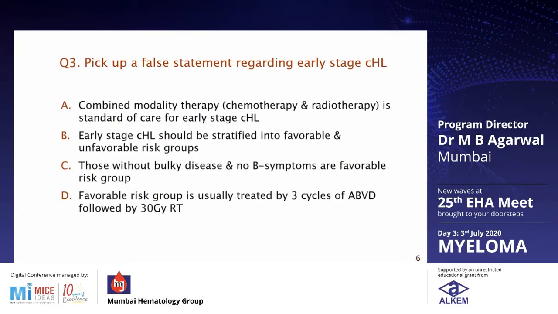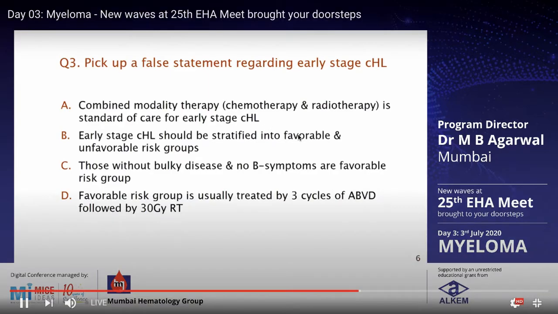A, combined modality therapy, that is chemotherapy plus radiotherapy, is the standard of care for early stage classical Hodgkin lymphoma. B, early stage classical Hodgkin lymphoma should be stratified into favorable and unfavorable risk groups. C, those without bulky disease and no B symptoms are called favorable risk group. And D, favorable risk group is usually treated by 3 cycles of ABVD followed by 30 gray radiotherapy.